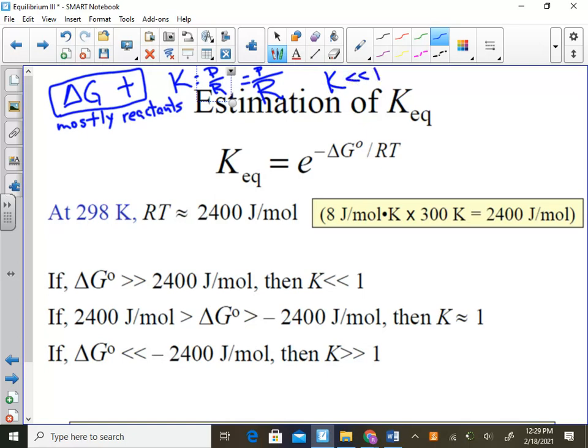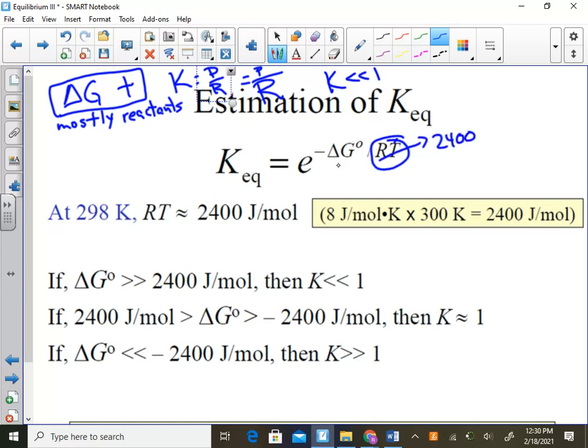And so how could you calculate that? If you're looking at this equation, and if you're looking at this RT value, if you have a temperature of 298, so in here we plug in 298 or 300, and R is 8.31, but if we plug in 8, that's a good estimate. This term here becomes 2400.